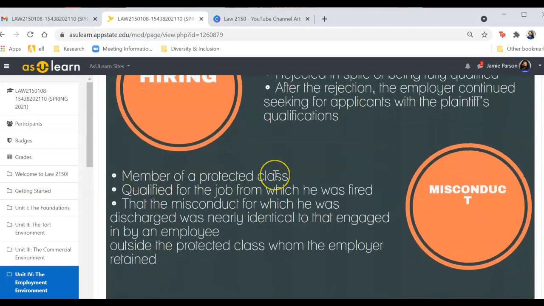So was Ozzy a member of a protected class? Yes, he's over the age of 40, so he's a member of the protected class of age, which qualifies for the Age Discrimination Employment Act. Was he qualified for the job from which he was not fired, but demoted and had his salary frozen? Yes, we have nothing in the facts to indicate otherwise. So now that we look at that, we have to ask, was this particular adverse employment action nearly identical to that which was engaged by another employee? What happens to other employees in this same situation? What is going on in the enterprise as we're looking at demotions and salary freezes?